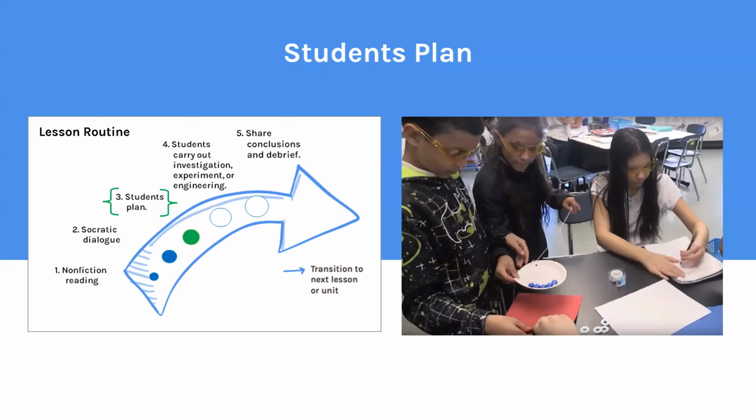Student planning falls between Socratic dialogue and the student investigation. The reason for this is that student planning is where students make choices, and those choices form a plan that they use to make things or to experiment with hands-on materials. If students are not engaged in planning, then the unfortunate side is that the learning is going to be greatly diminished.